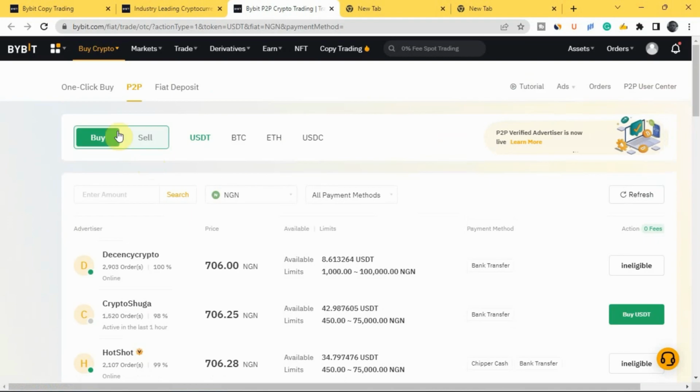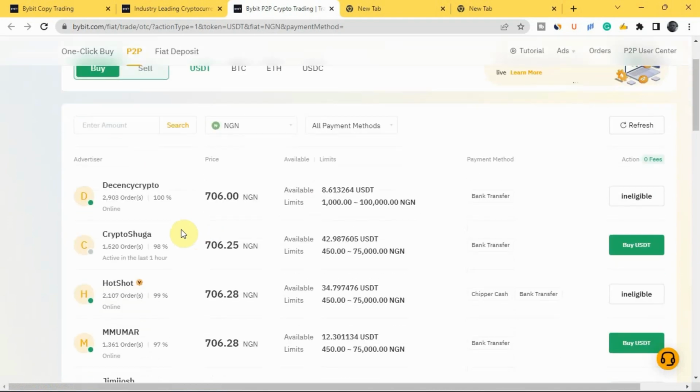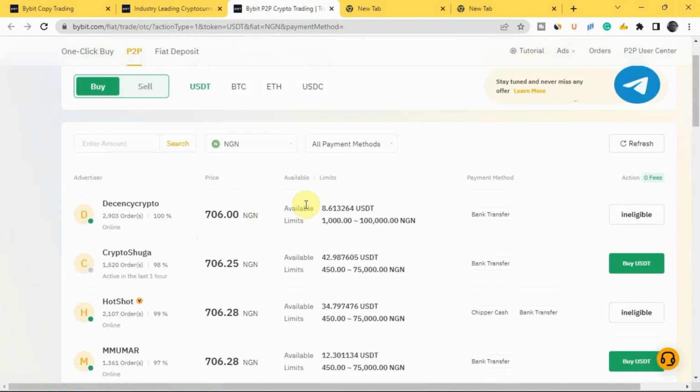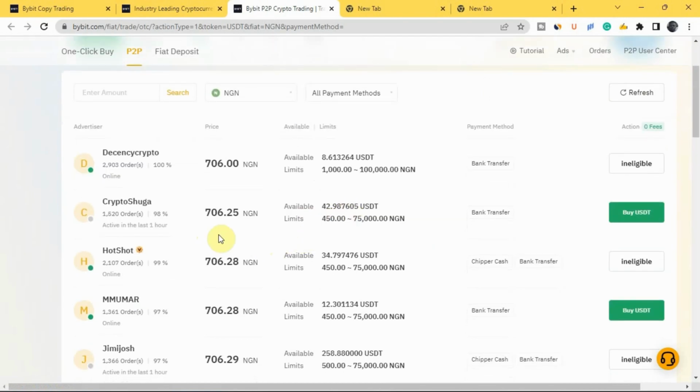So you can decide to buy your USDT right here. These are different people you can buy from. Let's say, for example, you want to buy crypto from anyone here. Just pick the person you want to trade with. So you tap on buy USDT.